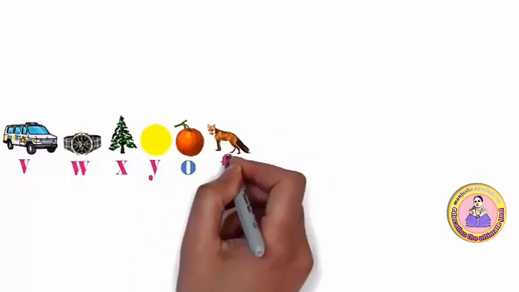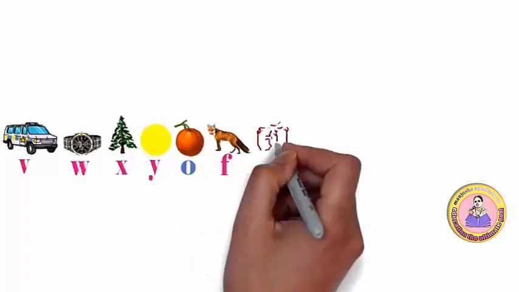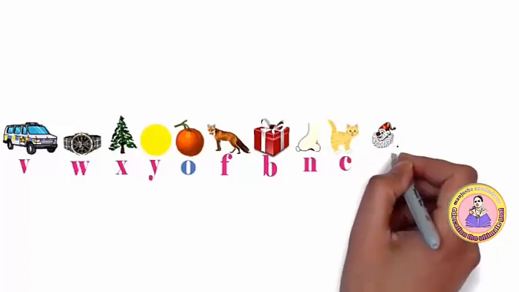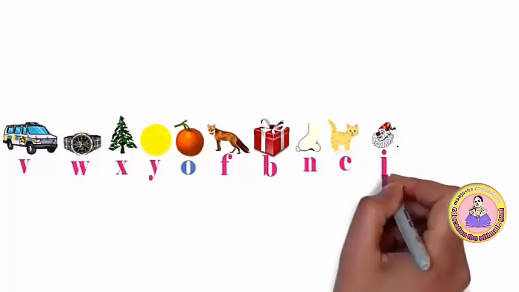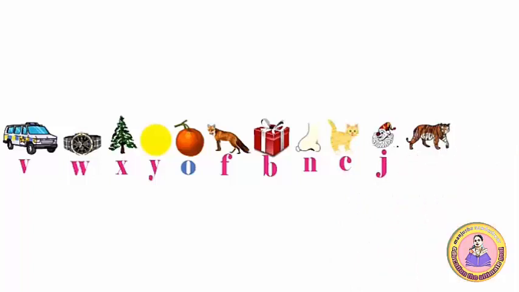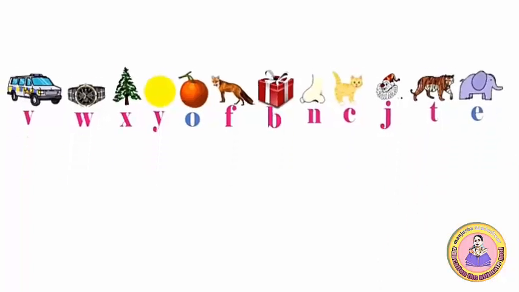Fox says F. Box says B. Nose says N. Cat says K. Joker says J. Tiger says T. Elephant says A.